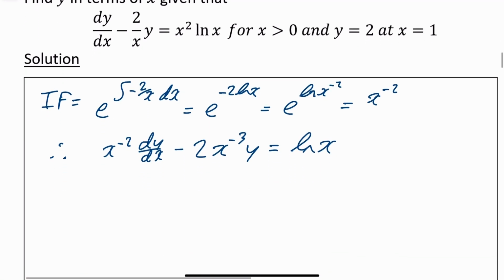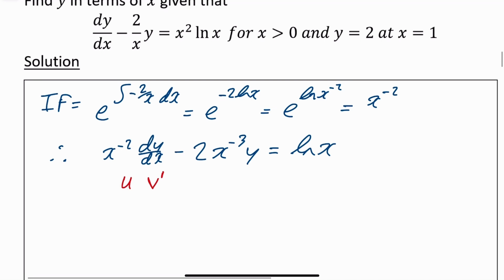Okay, right. Now this is a bit people don't like. You really got to just trust that this works. So here, my dy by dx, that's clearly like my v differentiated. So this bit then must be my u. And then here, my y is clearly not differentiated. So this must be my u dash.